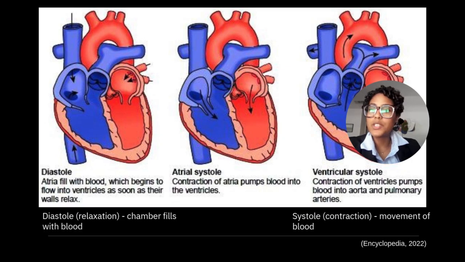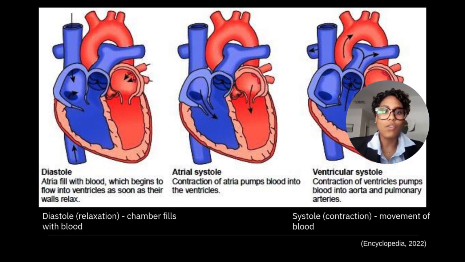We're moving blood from one chamber to another, or we're moving blood through an artery or through a vein. But it is the movement of blood. So if we're looking at the first picture, it is diastole. So the atria are filling up with blood, which begins to flow into the ventricles as soon as their walls relax. And then it goes into atrial systole, which is whenever the atria are contracting. So contraction of the atria pumps blood into the ventricles. And then ventricular systole is whenever the contraction of the ventricles pumps blood into the aorta or the pulmonary arteries. But to help you overall remember this, diastole means relaxation, and that is whenever the chambers are filling up with blood, and systole is contraction and is the movement of blood.